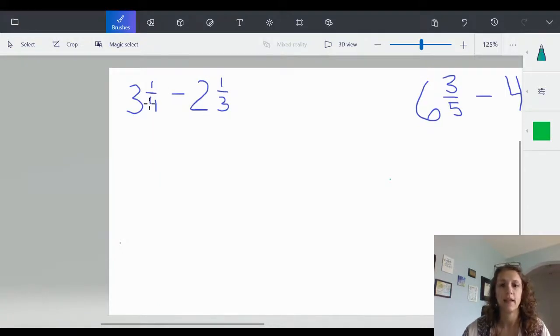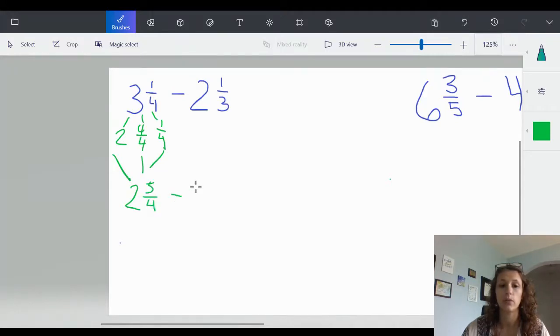Immediately I notice that this fractional unit 1/4 is smaller than this fractional unit 1/3. So I already know I'm going to have to decompose this whole in order to have enough to subtract. So let's start with that. I'm going to decompose this 3 into 2 4/4. I can do that because 4/4 is the same as 1. 2 plus 1 gives me 3. So now I still have this 1/4, so I can rename 3 1/4 as 2 5/4. Alright, so now I have 2 5/4.